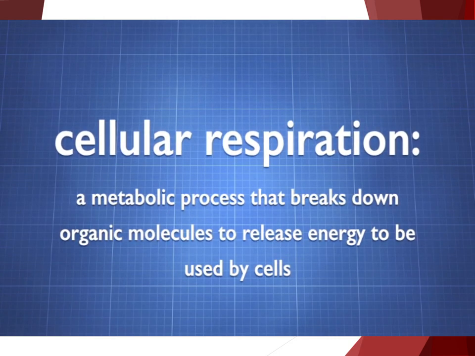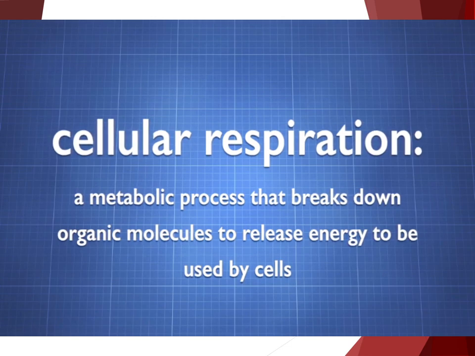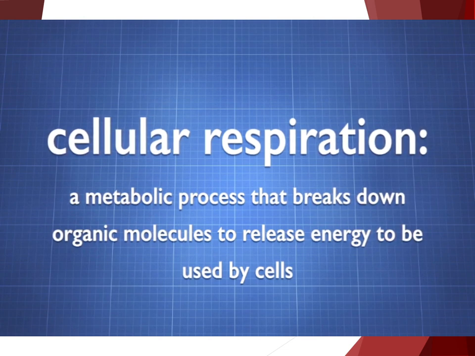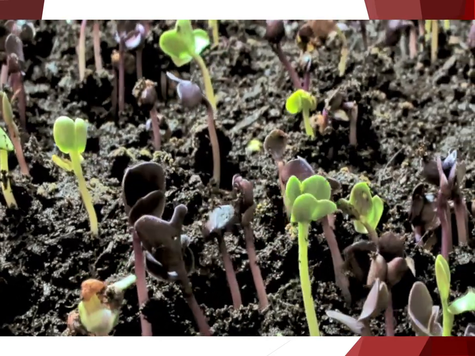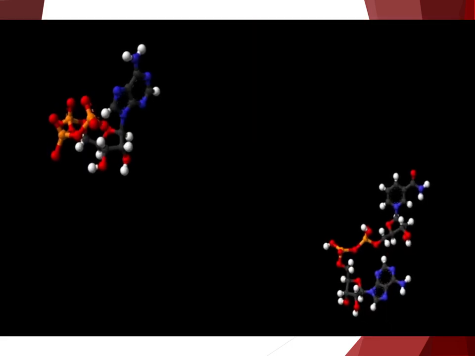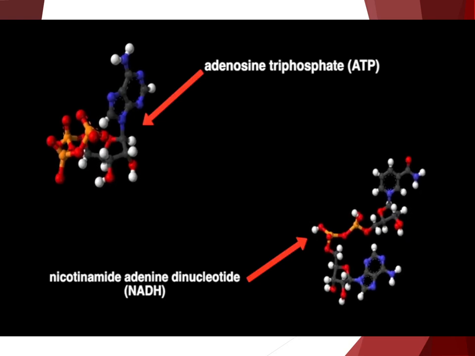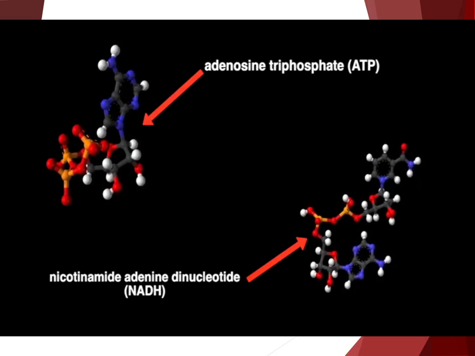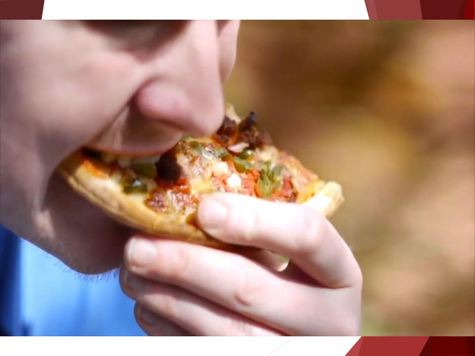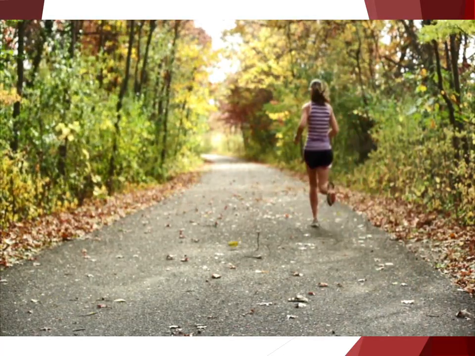Cellular respiration is the metabolic process that breaks down organic molecules to release energy for use by cells. Just about everything a living organism does requires energy. When we think of energy for our bodies, we think of food. Cells use energy in the form of adenosine triphosphate, or ATP, and a reduced form of nicotinamide adenine dinucleotide, or NADH. Cellular respiration is the process of taking the food we eat and converting it into an energy that can be used by cells as ATP.